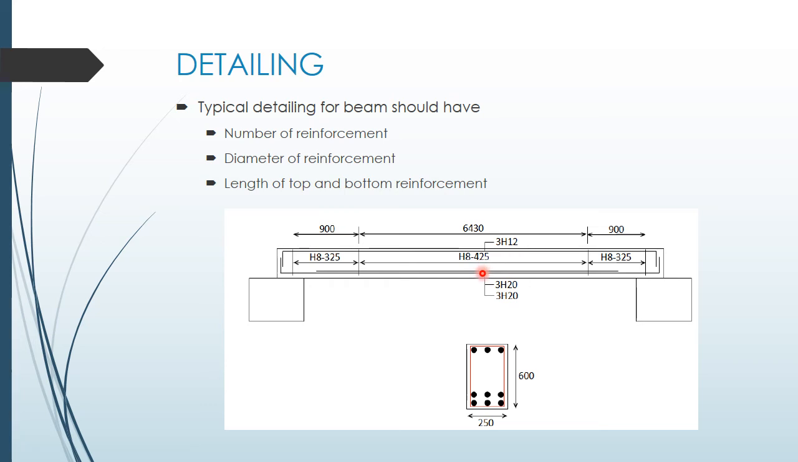For the longitudinal bar, we should have number of bars and bar size for top and bottom reinforcement. This is for the link, shear link. H10-325, this is for shear link near the support, where 325 is the spacing between links. Then we have the length for the shear link.